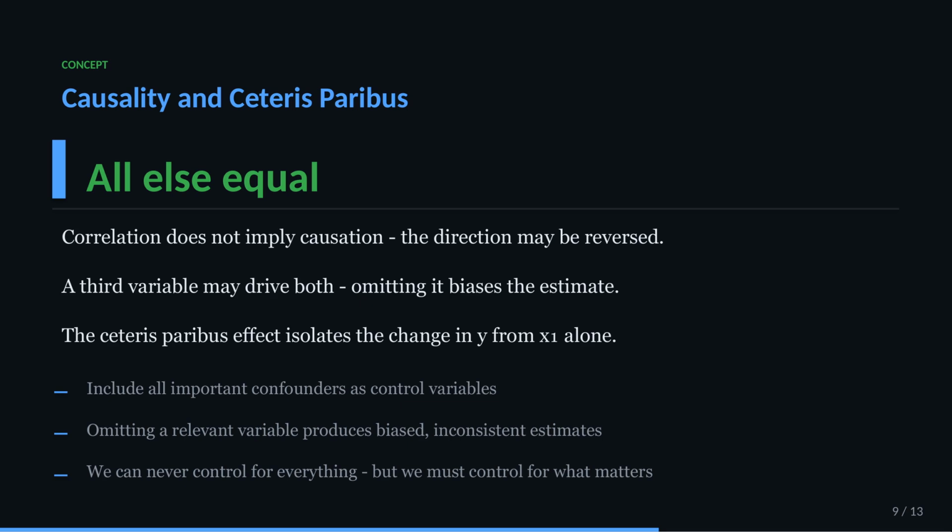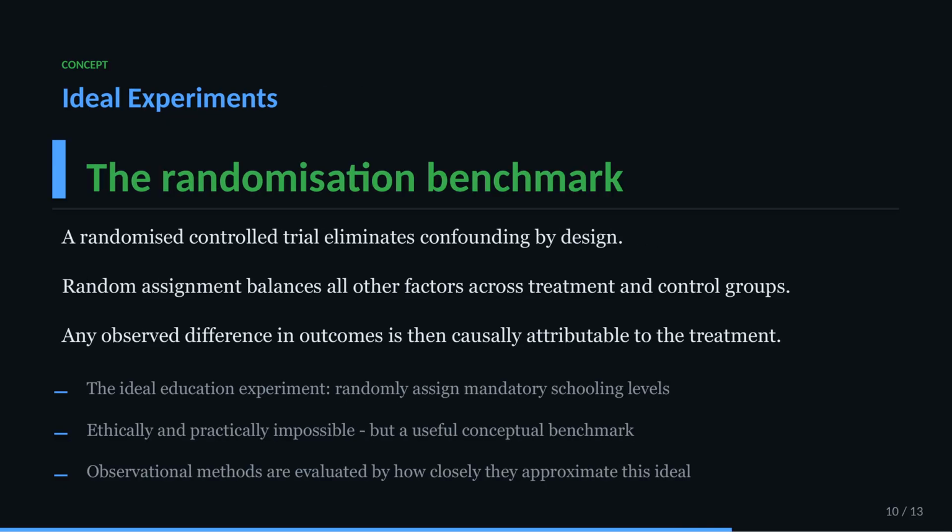The ideal benchmark is a randomized controlled experiment. If treatment is randomly assigned, then on average the treatment and control groups differ only in the treatment itself. That means differences in outcomes can be interpreted causally. In many economic settings, ideal experiments are impossible, unethical, or too costly. Even so, the experimental benchmark is useful because it clarifies what observational methods are trying to approximate.